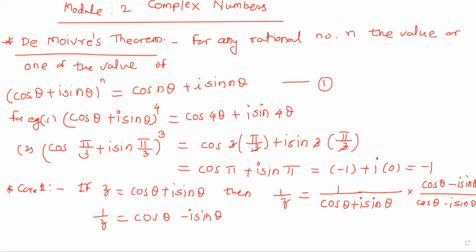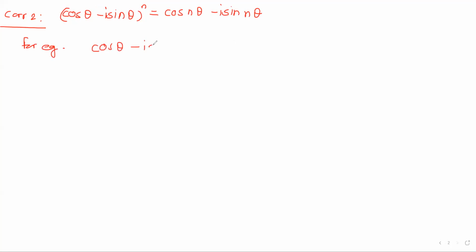Similarly, we have certain results. Corollary number 2: (cos of theta minus i into sine of theta) raised to n will be nothing but cos of n theta minus i into sine of n theta. What exactly happens? You are just multiplying this theta by this n. Therefore, for example, (cos theta minus i sine theta) raised to 6 is nothing but cos of 6 theta minus i into sine of 6 theta. Similarly, you can solve for other equations as well.